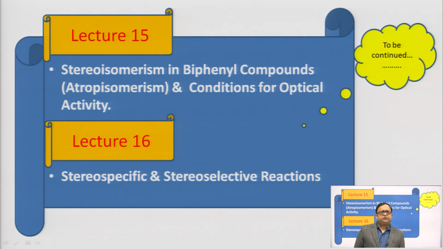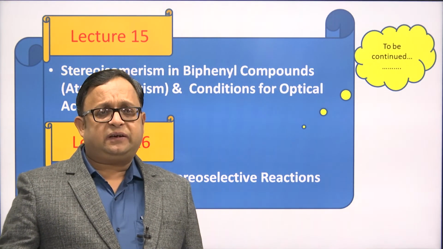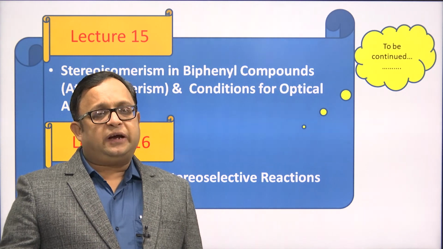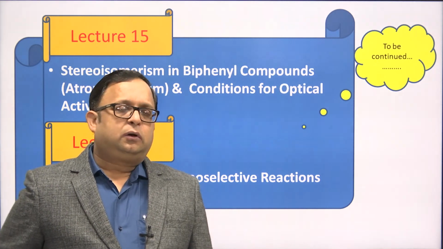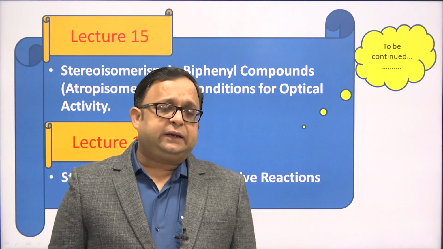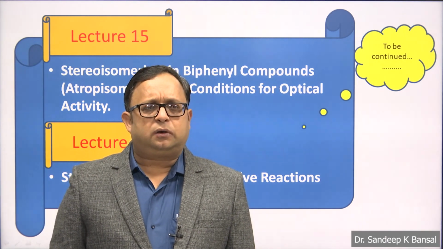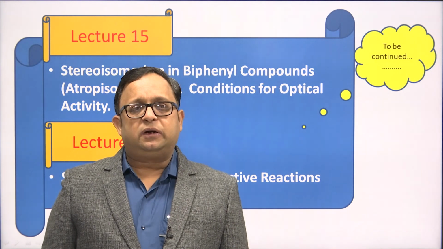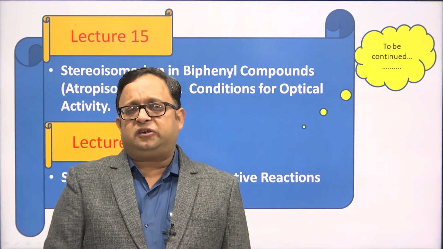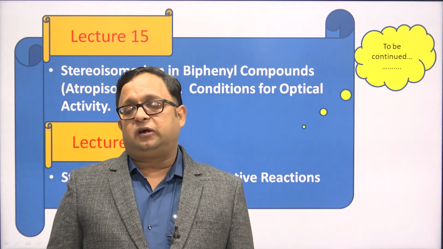So, thank you students. I hope you have understood conformational isomerism with reference to ethane, butane and cyclohexane. In the next lecture we will discuss stereoisomerism in biphenyl compounds, that is atropisomerism, and stereospecific and stereoselective reactions. So, thank you very much.